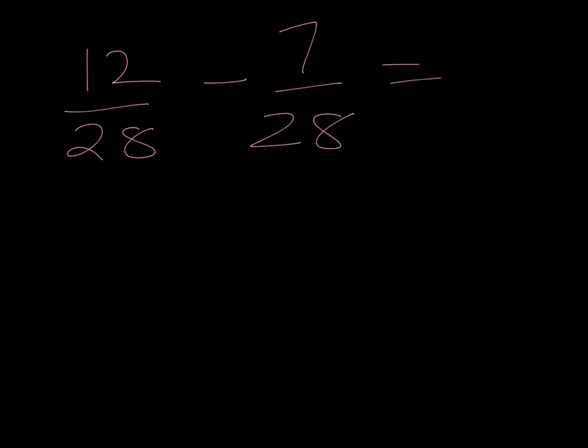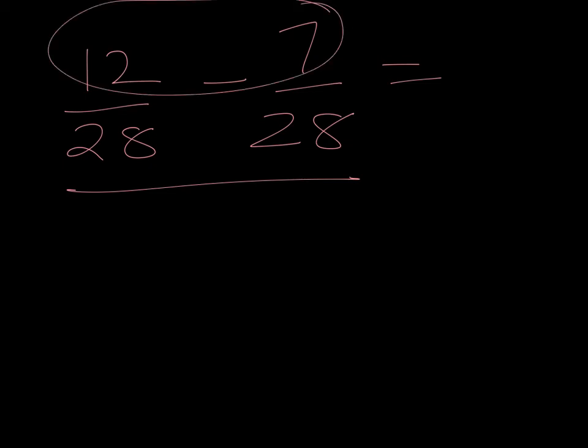So because we have a common denominator, all we have to do is subtract the numerators. So you go 12 minus 7, which is 5, and the denominator stays the same.